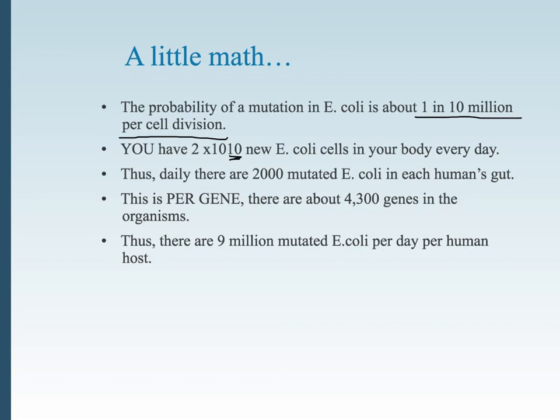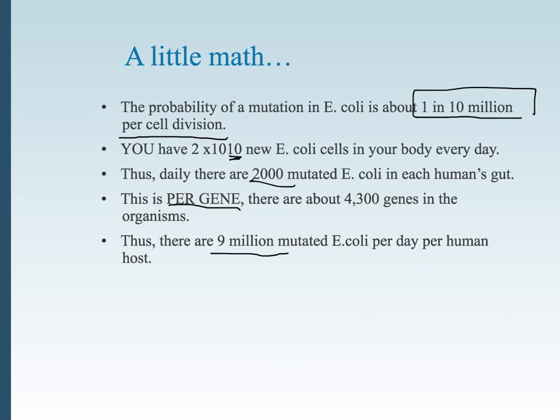So every single day, even though this is 1 in 10 million, seems like it should be a tiny number, every day you have 2,000 mutated E. coli in your gut, and that's per gene. Okay? There are about 4,000 genes in E. coli. So when we look at the whole organism, there's 9 million mutated E. coli per day per human host.